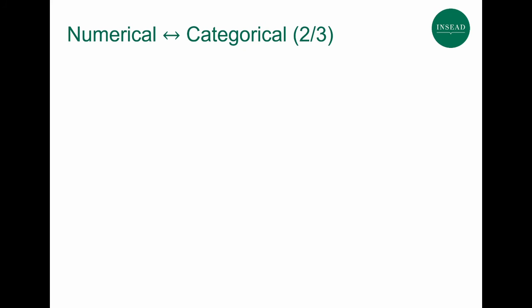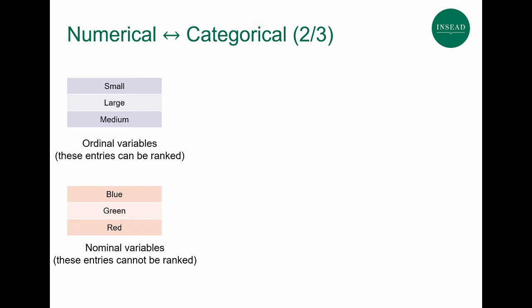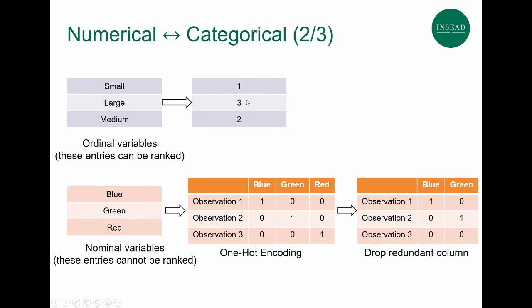Okay, so the difference between these two categories is in terms of ranking. The first matrix here, the small, large, and medium, we know how to rank this, right? We know that small is smaller than medium, which is smaller than large. So we could, for example, assign values 1, 2, and 3 to these variables. Blue, green, and red don't have this property, so I can't rank them. I don't want to be giving them values 1, 2, and 3. So I'm going to deal with these two scenarios very differently. Here, for example, I'm going to replace them by 1, 2, and 3. All good. Here, I'm not.